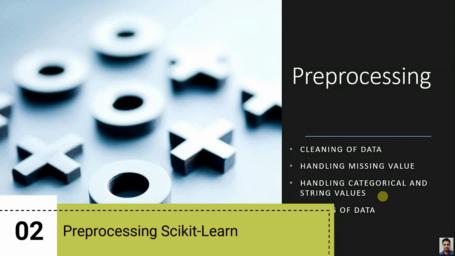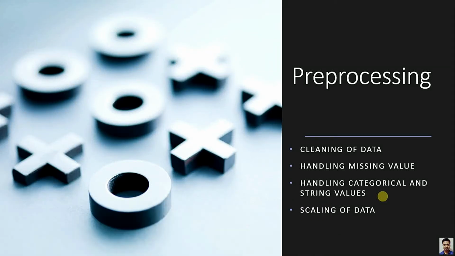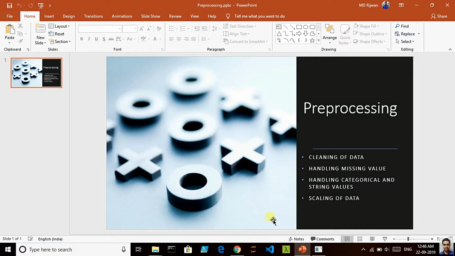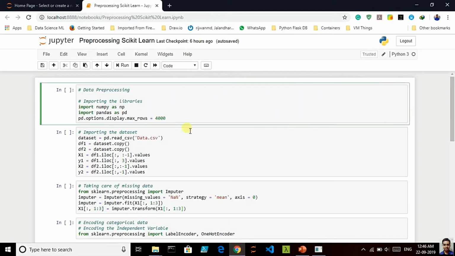Hi. So in this video we will discuss how to do the pre-processing technique with the help of Python scikit-Learn. Previously we have discussed how to do the pre-processing with the help of the Pandas library. So scikit-Learn is very useful, and generally people use scikit-Learn libraries to pre-process data. So let's go straight into the code.